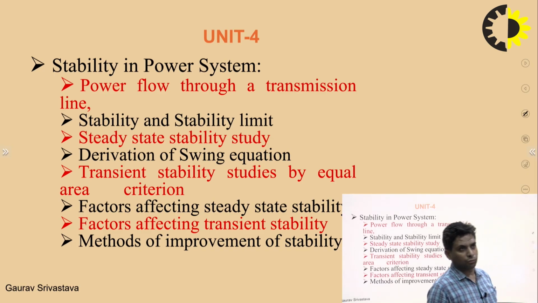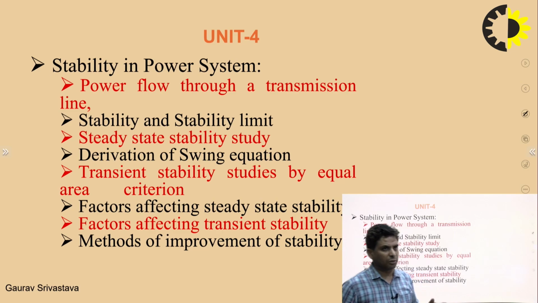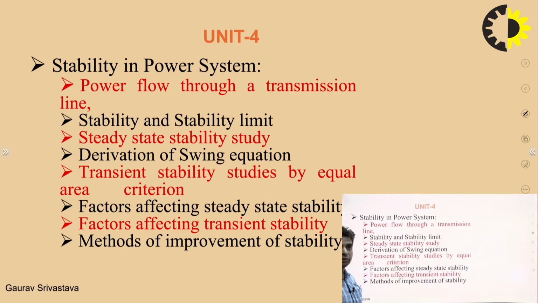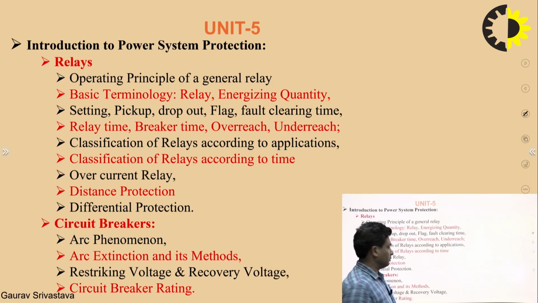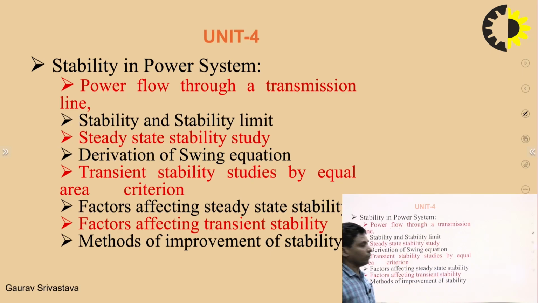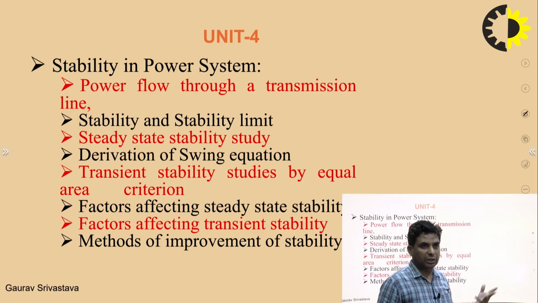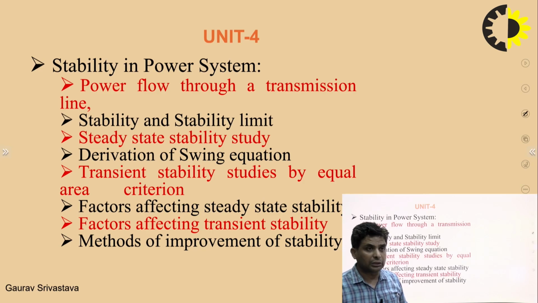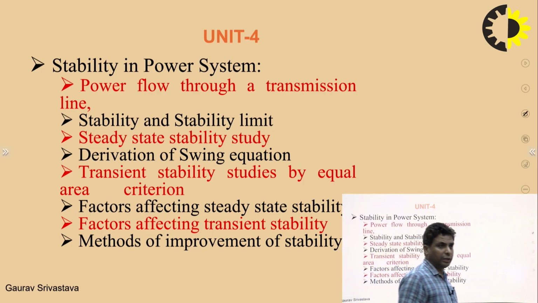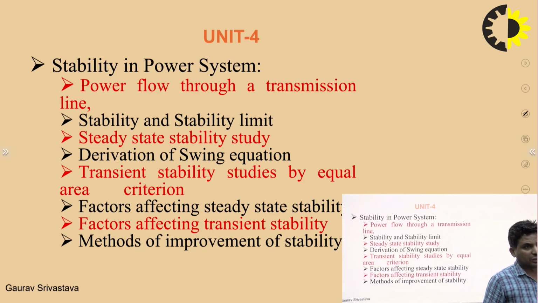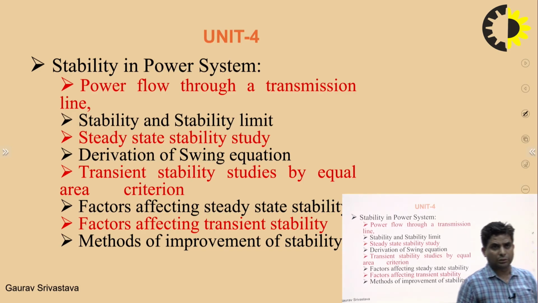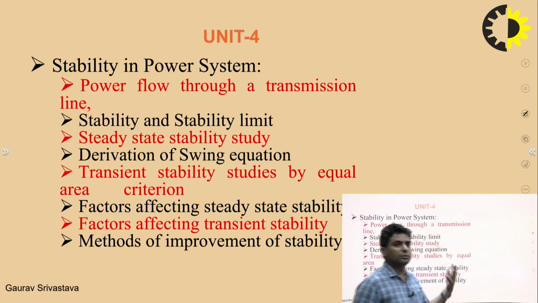From that point of view we have discussed this chapter: power flow through a transmission line, stability limit, and the steady state. Different types of stability are discussed, like steady state, dynamic, and transient. For transient stability, we have discussed the swing equation and its derivation, and transient stability by the equal area criterion. We also cover the factors affecting steady state stability, the factors affecting transient stability, and methods of improvement of stability. So there is a lot of content we will discuss in the further lectures.